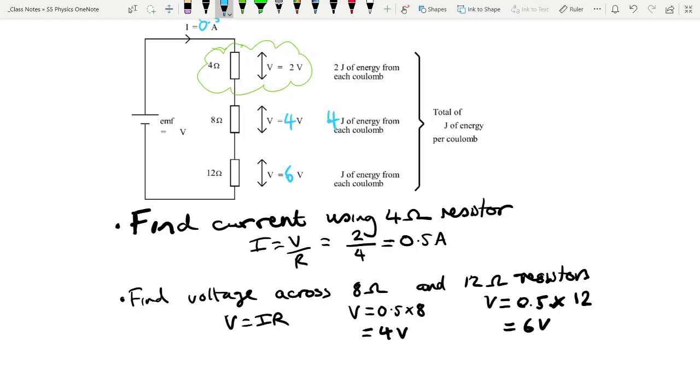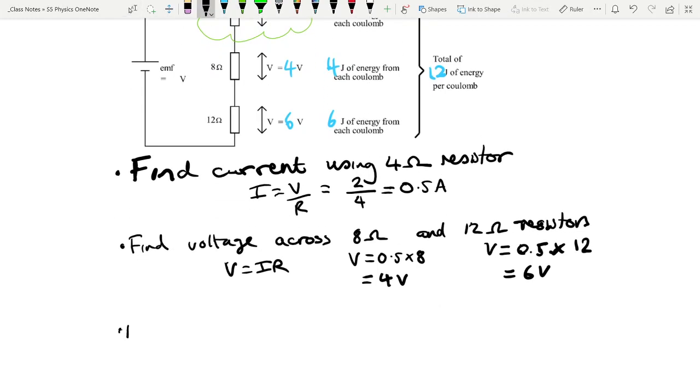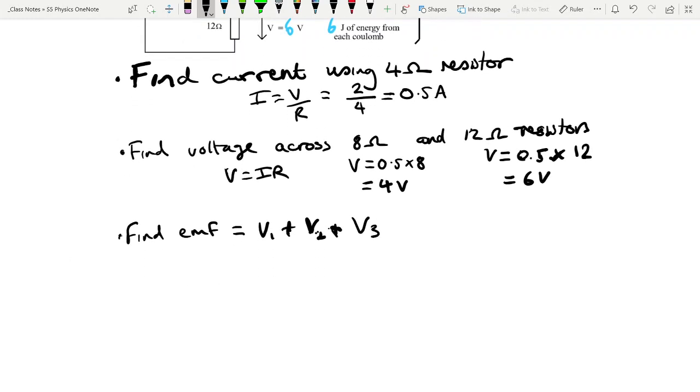So it's 4 joules of energy and 6 joules of energy per coulomb. Total joules of energy per coulomb, you add them all up together. So 6 plus 4 plus 2 is 12. And to find the EMF, it's just the total voltage. So it's V1 plus V2 plus V3, which is 2 plus 4 plus 6, which is 12 volts.